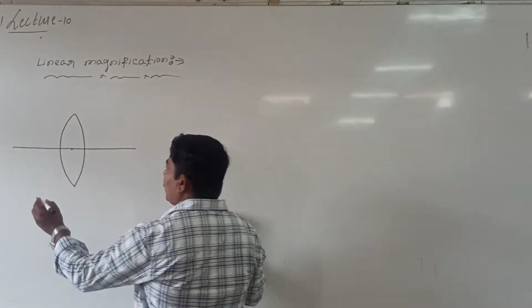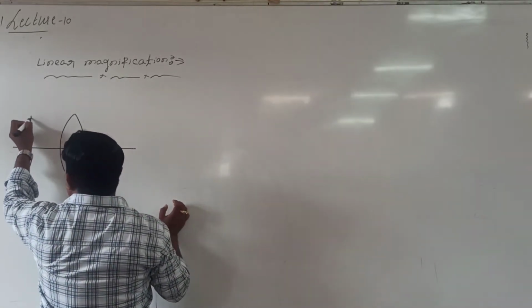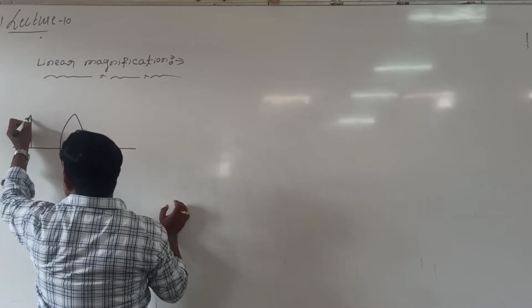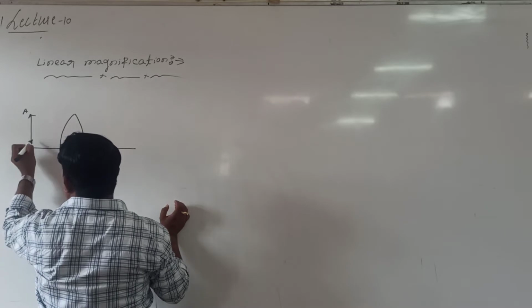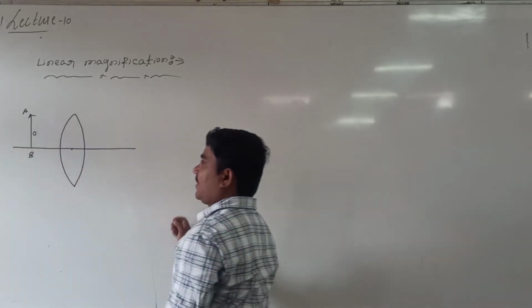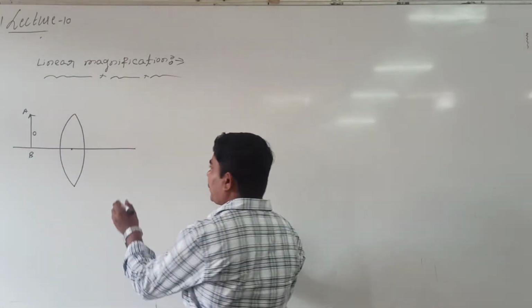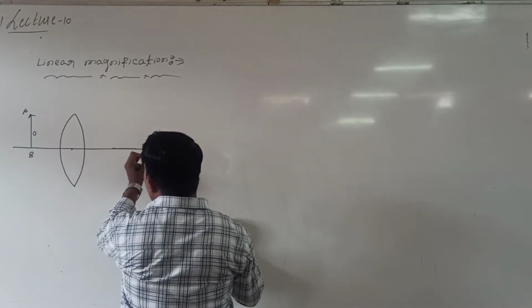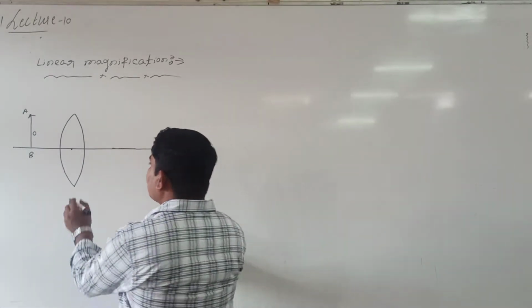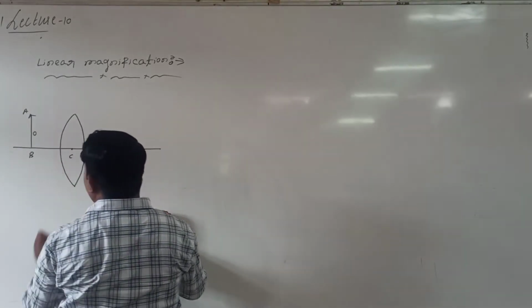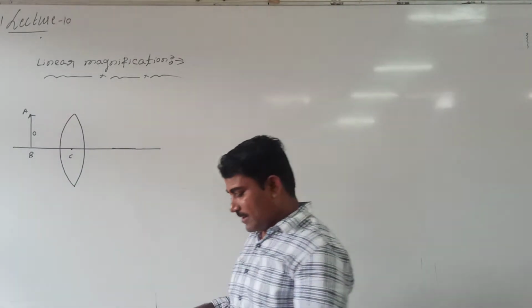Now, on the principal axis, one object is available. Let us take this object as having some height. Consider AB is the height of the object, represented by O. Now, let us consider a ray of light incident and getting refracted. This is the optical center, say C.